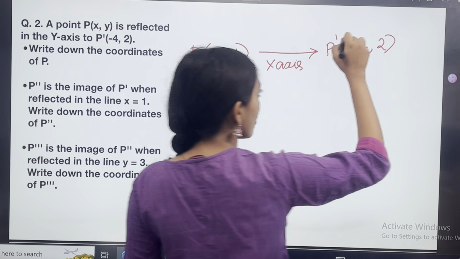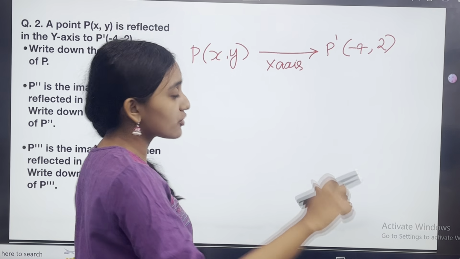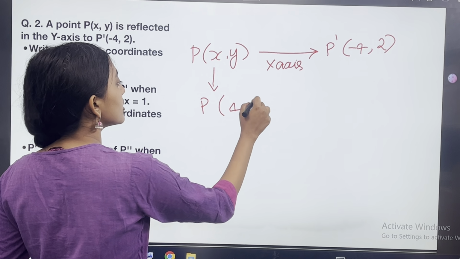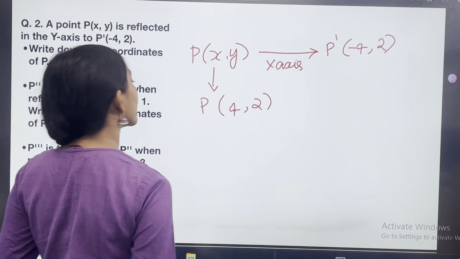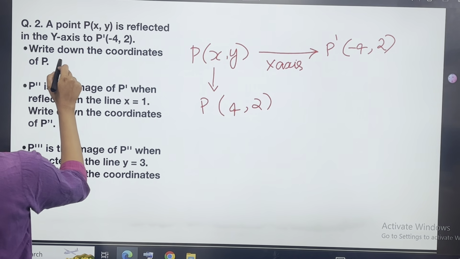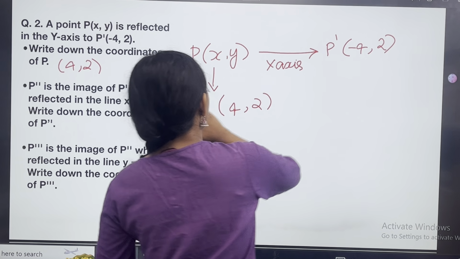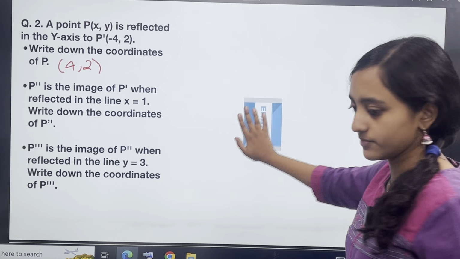If it is reflected along the y-axis, the x-coordinate will change. So P has to be (4, 2). Correct? Correct. So the coordinates of P is (4, 2). Okay, let us go to the next part of the question.